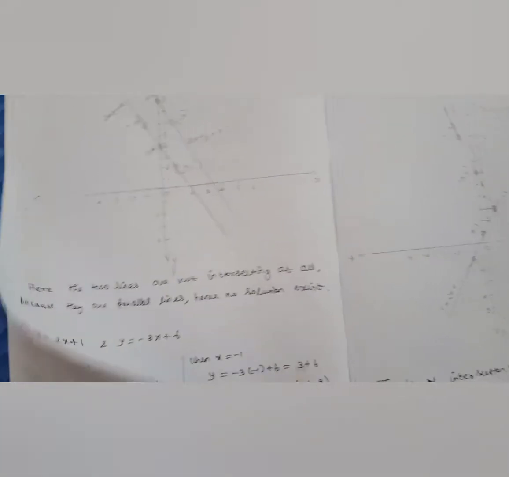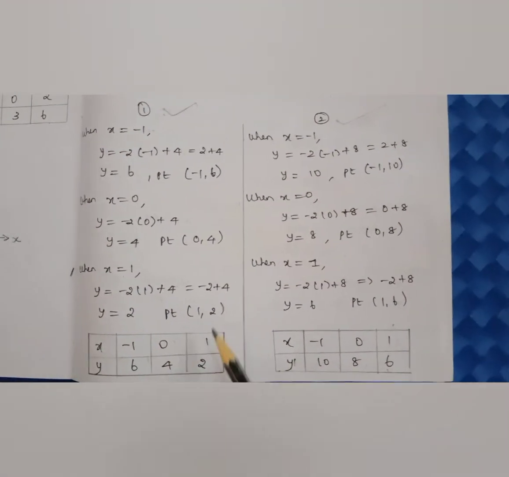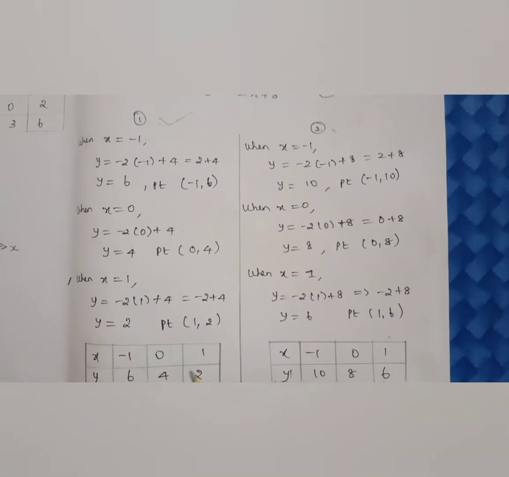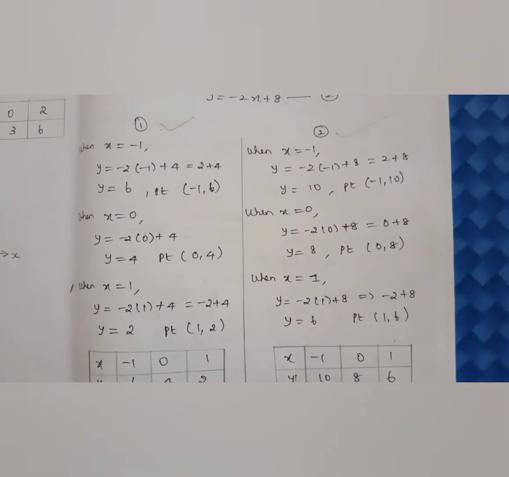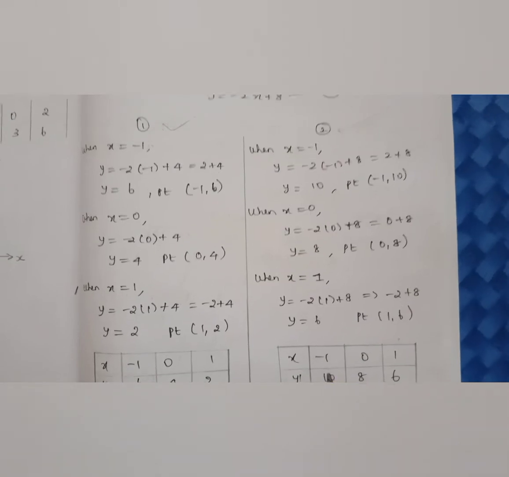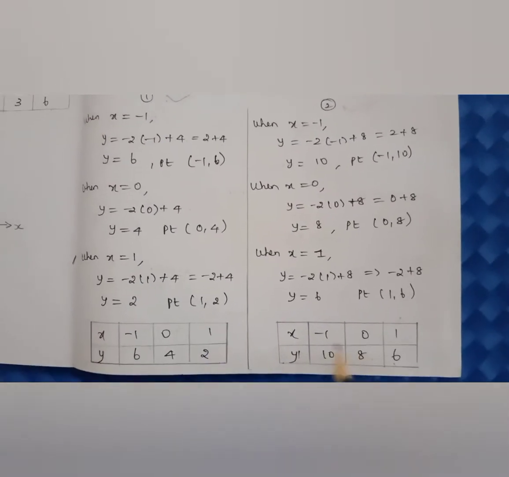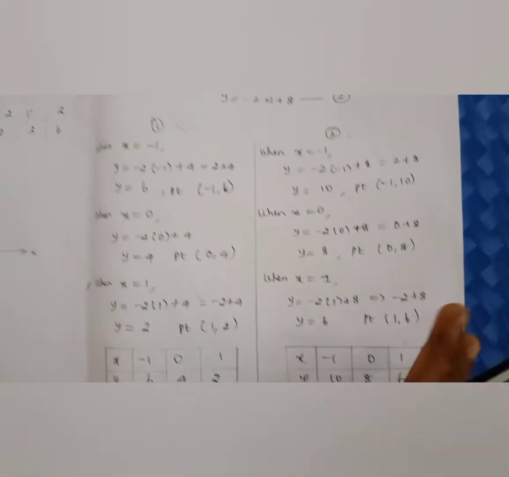And one more shortcut is, when you are doing the tabular column itself, you check whether you have a common point. When you have an intersection, you will have the common point for sure. Then only the lines will be intersecting, no? And here you can see from the table itself, we are not having any common point.